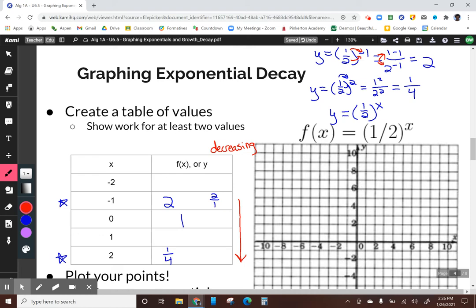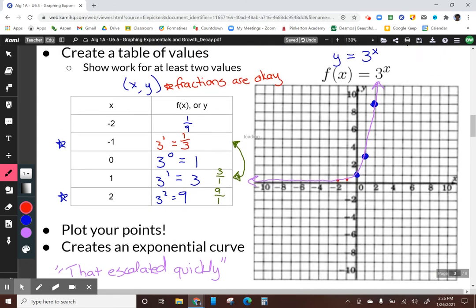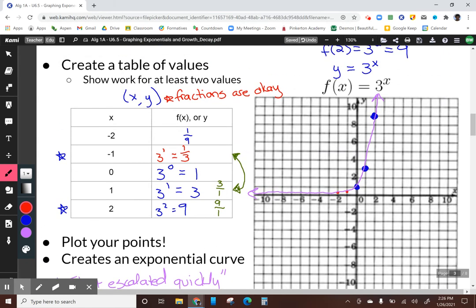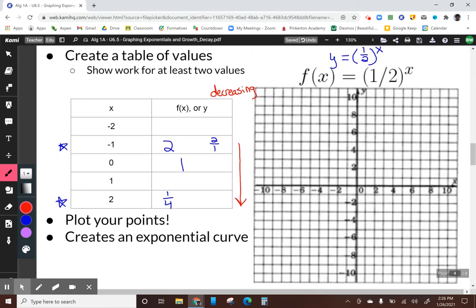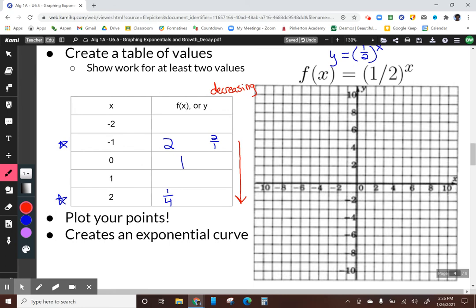All right, I will just now go back to my previous slide, and I will have you notice that as I look at these values of y, they are increasing because this is exponential growth. So this is one of the differences between exponential growth and exponential decay. But I'm going to go ahead and fill out the rest of these table values.